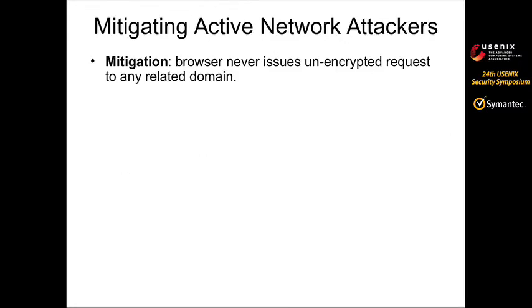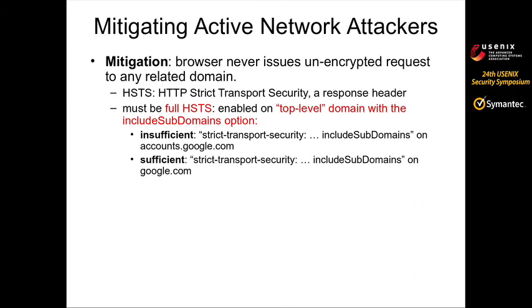Fortunately, both attackers have mitigations. To mitigate the active network attacker, you need the browser to never issue an unencrypted request to any related domain. This technique is called HTTP Strict Transport Security, HSTS. It is implemented as a response header. However, in order to mitigate cookie injection attacks, you need HSTS deployed on the top-level domain with the include subdomains option.